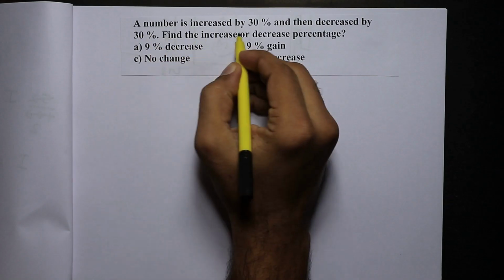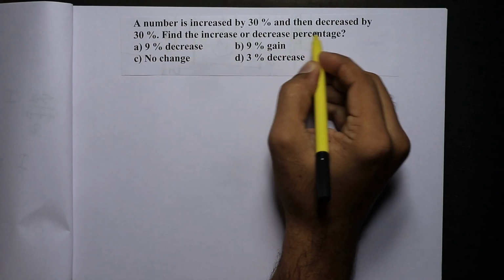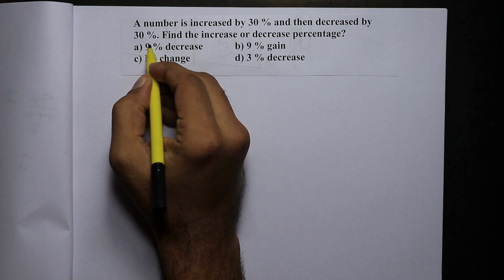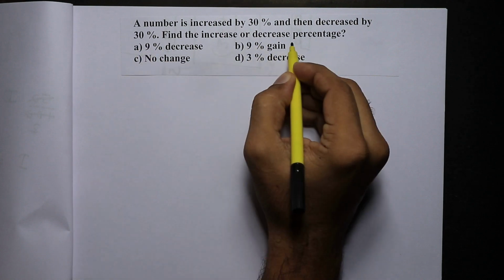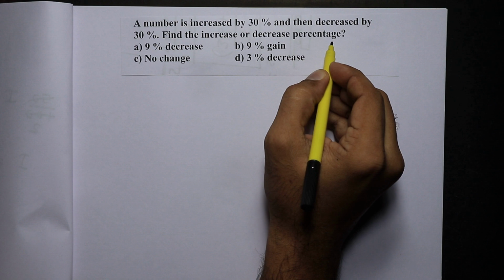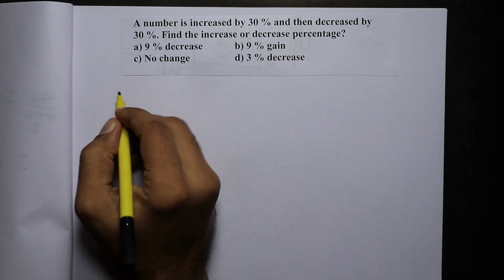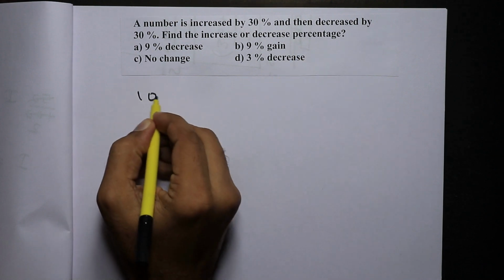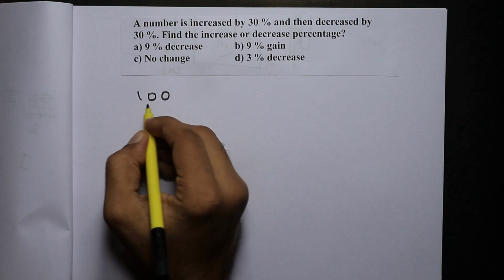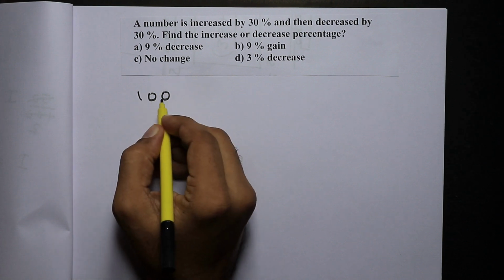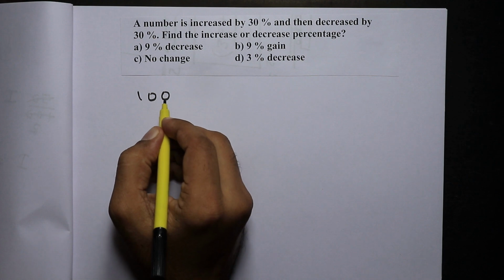A number is increased by 30% and then decreased by 30%. Find the increase or decrease percentage. So we will assume that originally that number is equal to 100. We can assume 100 because calculating percentages with 100 is very easy.